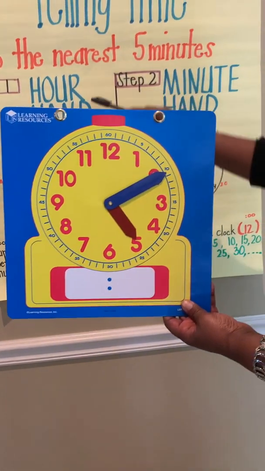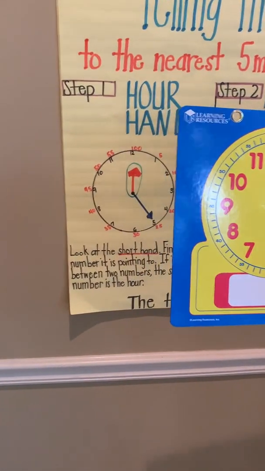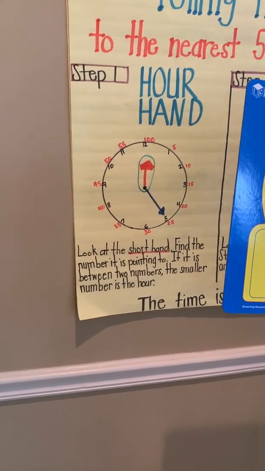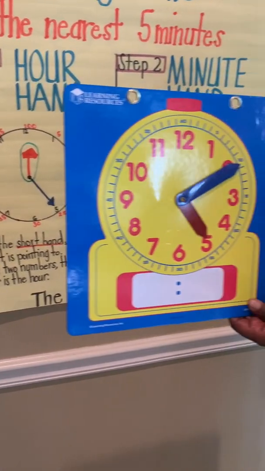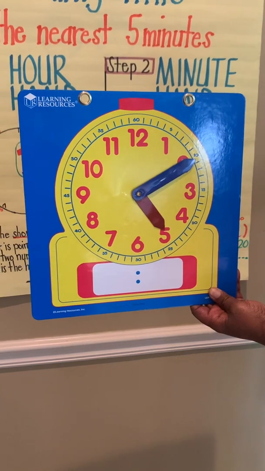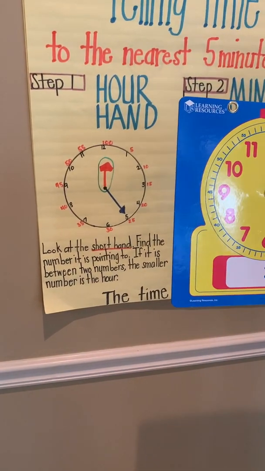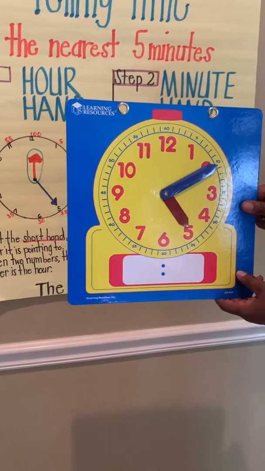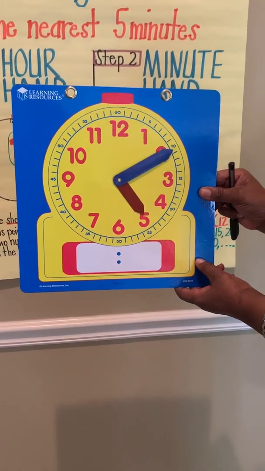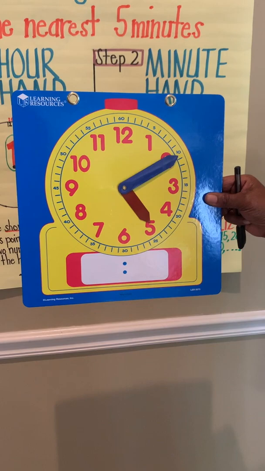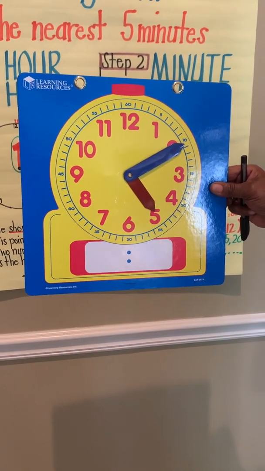Okay, the first step is you're going to identify your hour hand. And is your hour hand the long hand or the short hand? The hour. Okay, so if you said the hour hand is the short hand, you are absolutely correct. So let's look at our hour hand.